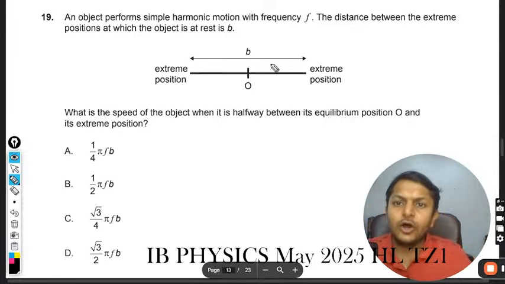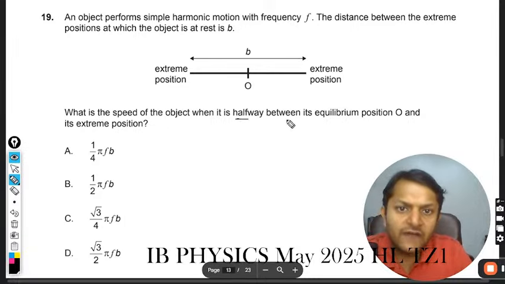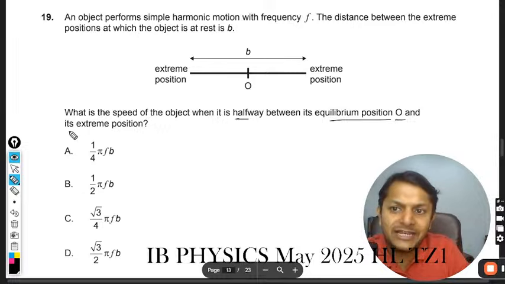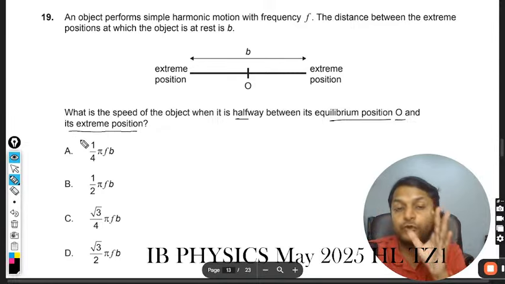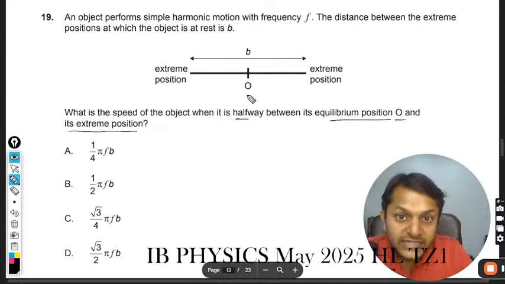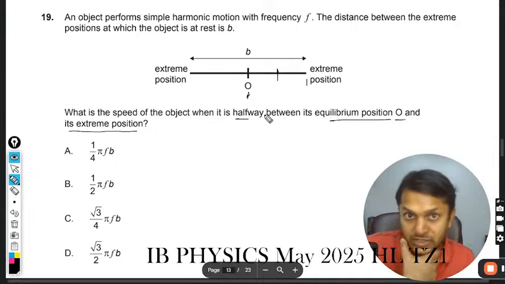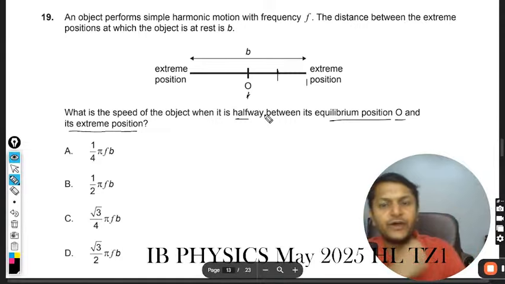What is the speed of the object when it is halfway between its equilibrium position O and its extreme position? Be very careful. They are not talking about this half position here of the total b. They're talking about this point and the half position here. Okay, so let's find this.